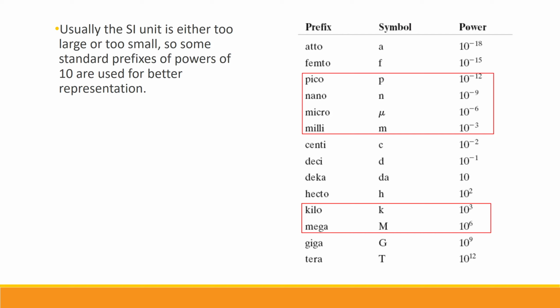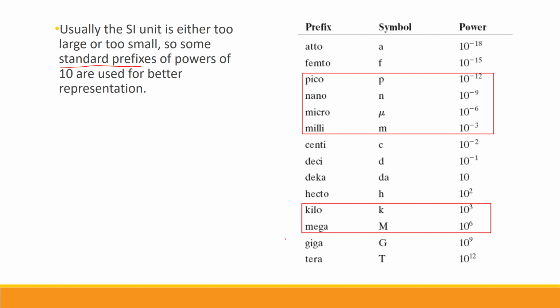So usually the SI units are either too large or too small. So usually what happens is that we use some standard prefixes to be able to describe the amount of the variables that we have more properly. So these prefixes are powers of 10, and I'm sure you have seen and used many of these before.